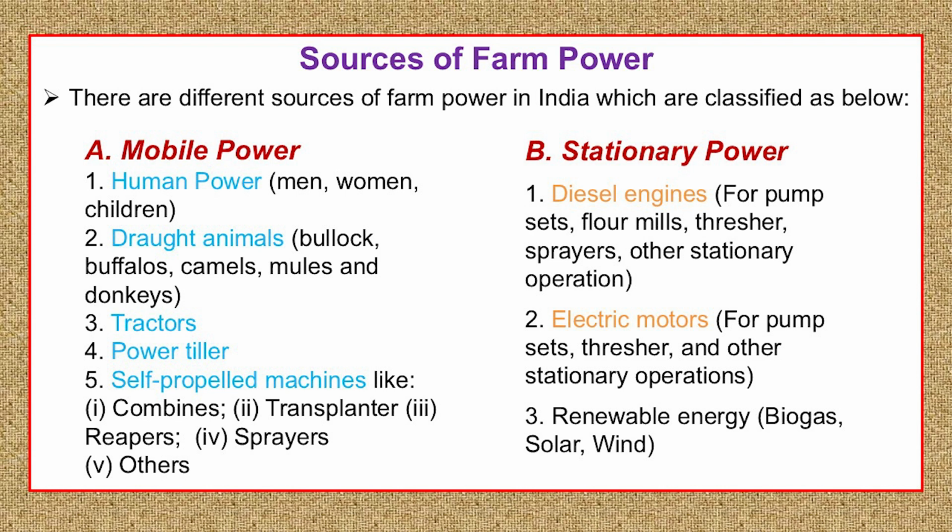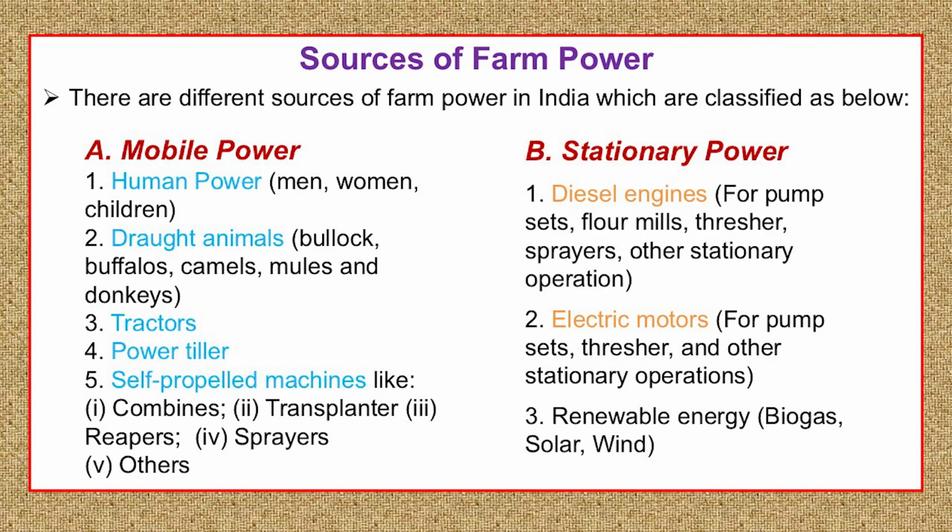For such kinds of threshers, the power source will also be a stationary one. And there are some sprayers that use stationary power: the sprayer is moving, but the power provided to this sprayer will be stationary. Like that, electric motors are also used in place of diesel engines. There also you can use the energy obtained from the electric motor for pump sets, for threshers, for stationary operations.